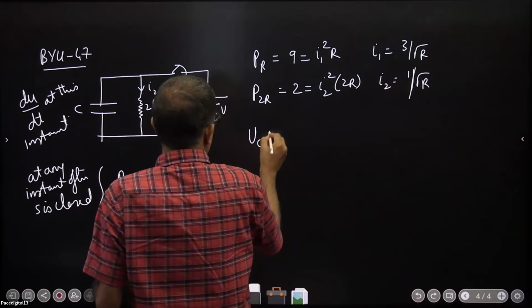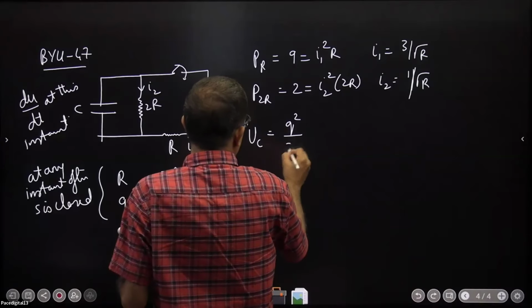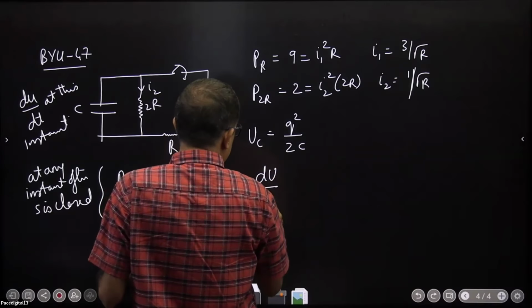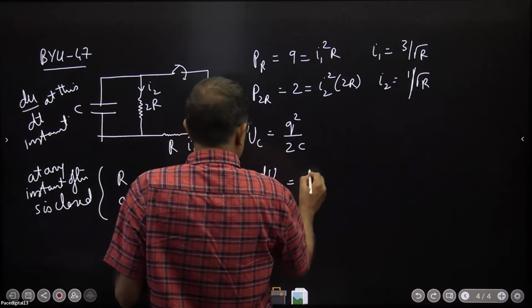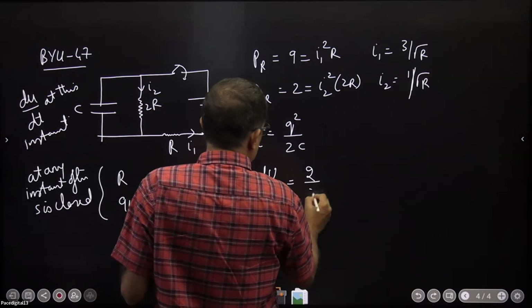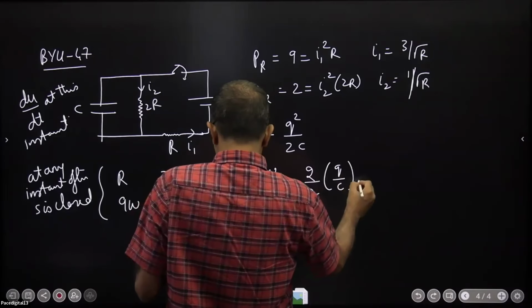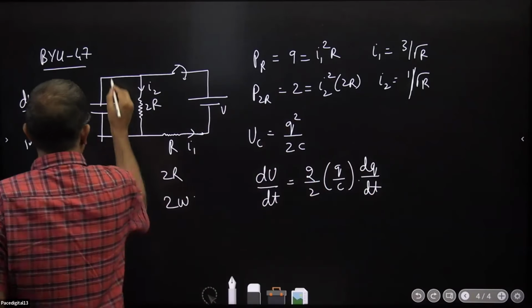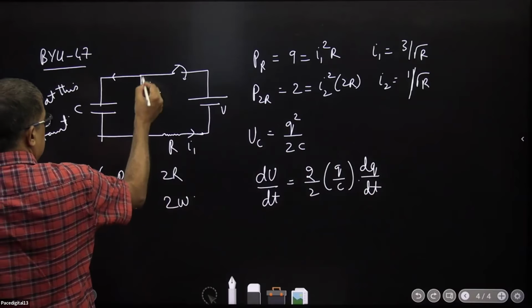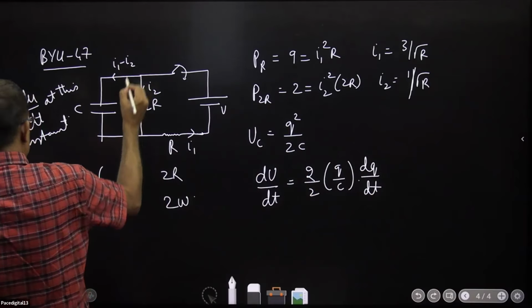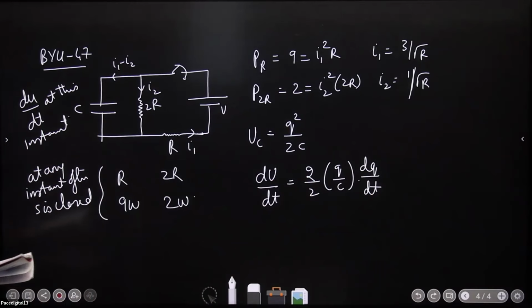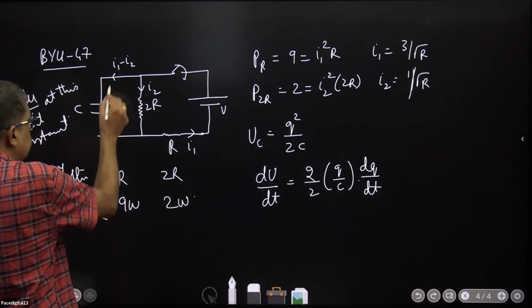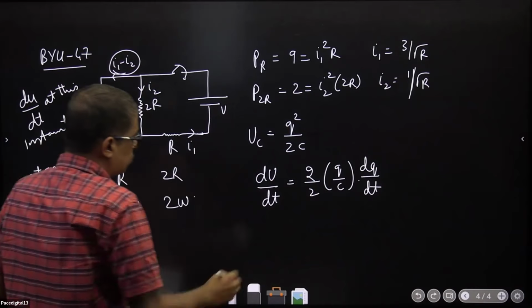Yes or no? UC is equal to Q square by 2C. Your requirement is the rate of change here. This will be 2 times Q by C into dQ by dt. Now this I1 and I2 will turn out to be, I1 comes here, this is I1 minus I2. Right? dQ by dt through the capacitor is I1 minus I2.